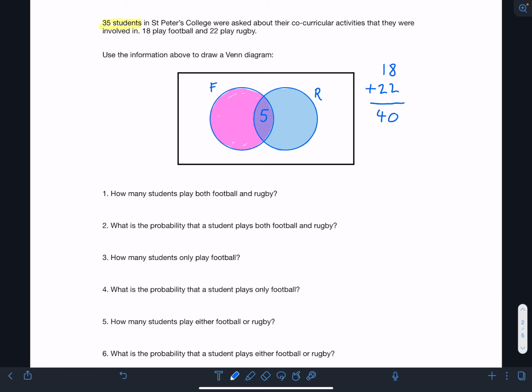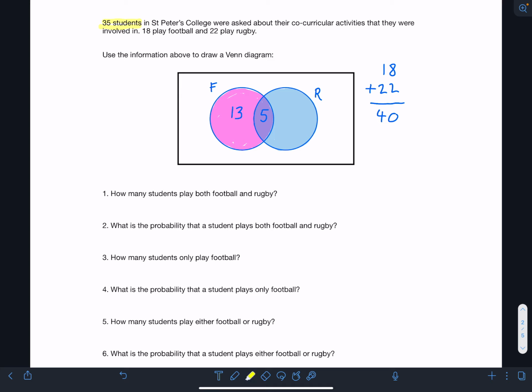Okay. Next, we want to have a look at how many people in total played football, as shown by the pink coloured circle that I'm colouring in yellow at the moment. So the question tells us that 18 played football, but we've already accounted for 5 of those people. So we actually need another 13 that will play only football, and 5 will play football and rugby. So that's 18 who play football.